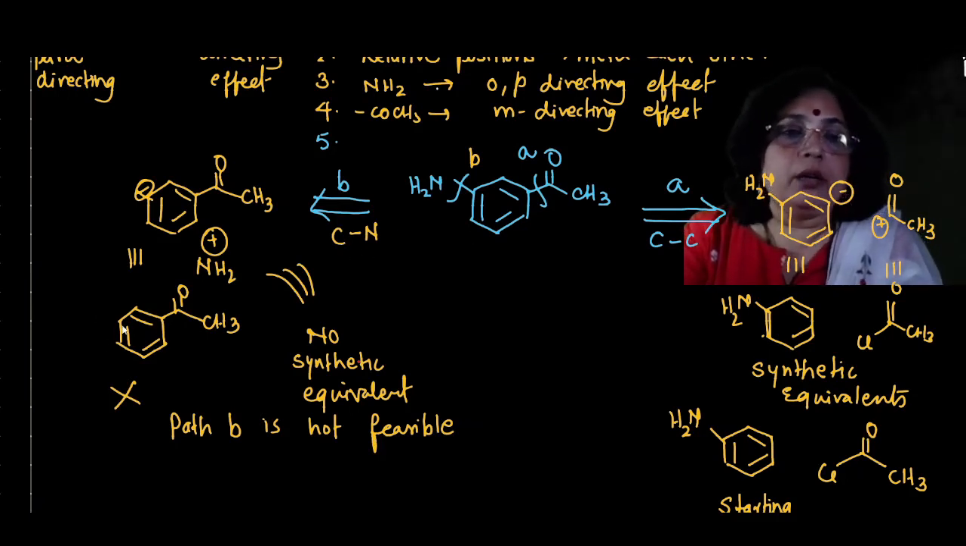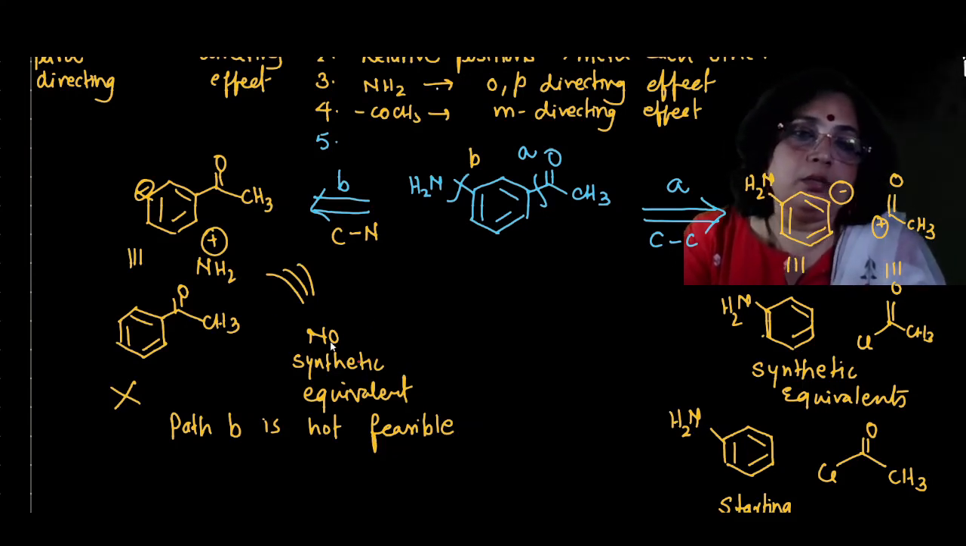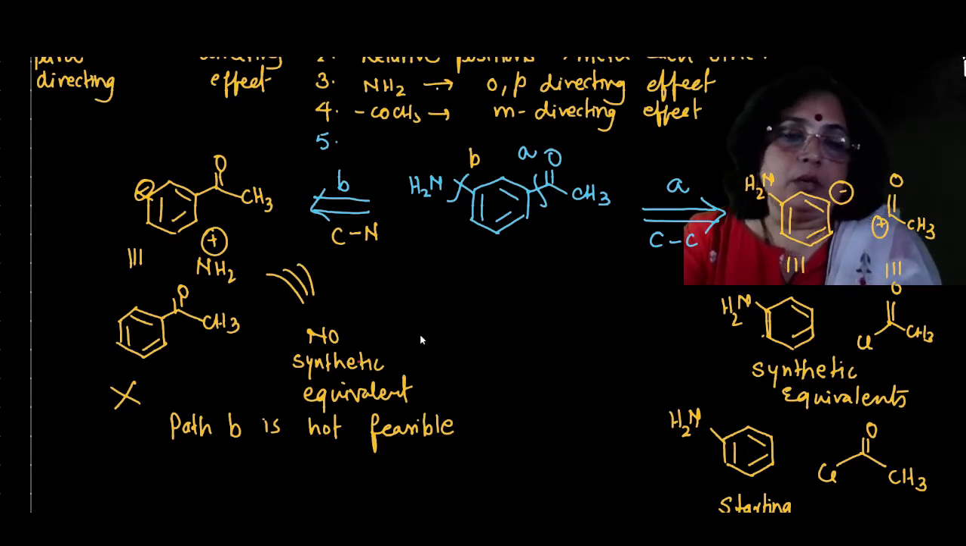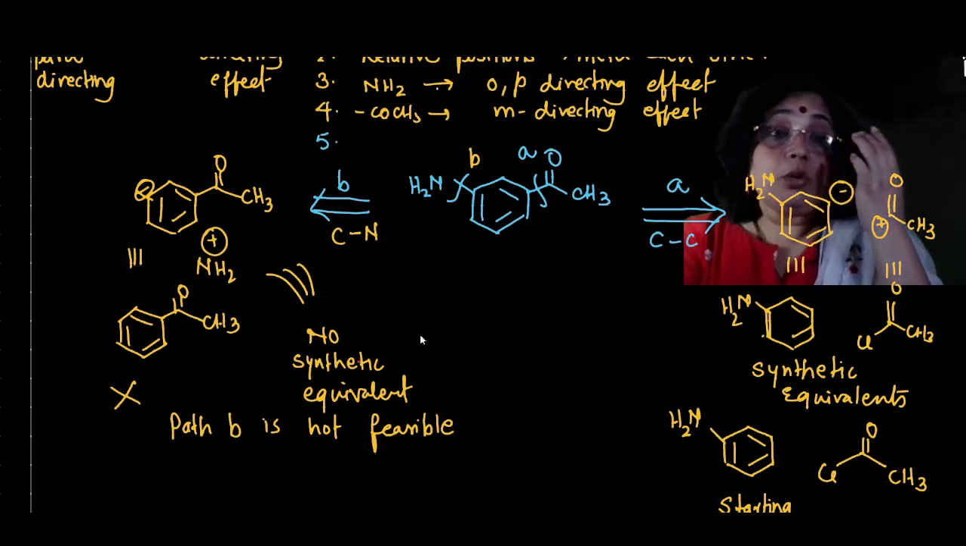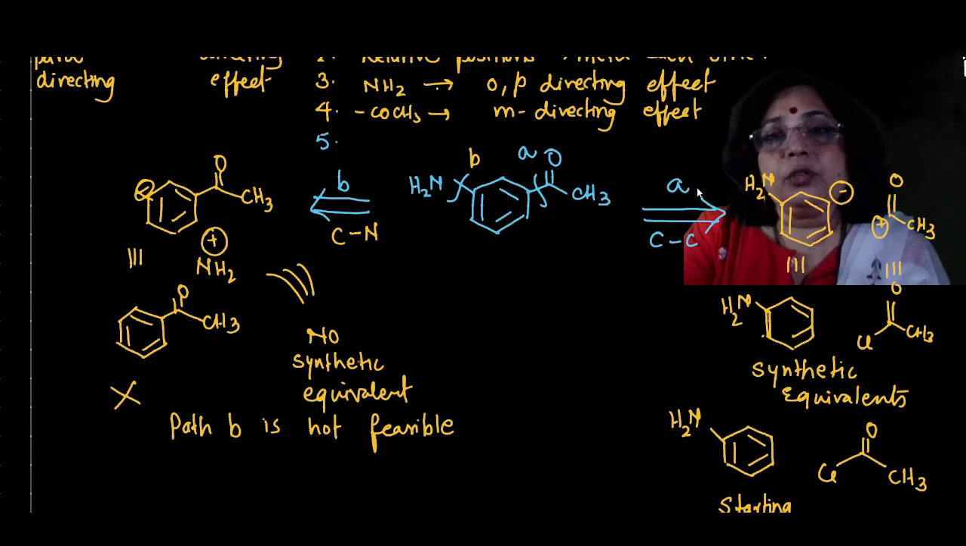Here I obtained a very good synthon, that is acetophenone, but the other synthon, the synthetic equivalent of NH2, is not available at all. So they are bad synthons, so path B is not a feasible pathway.